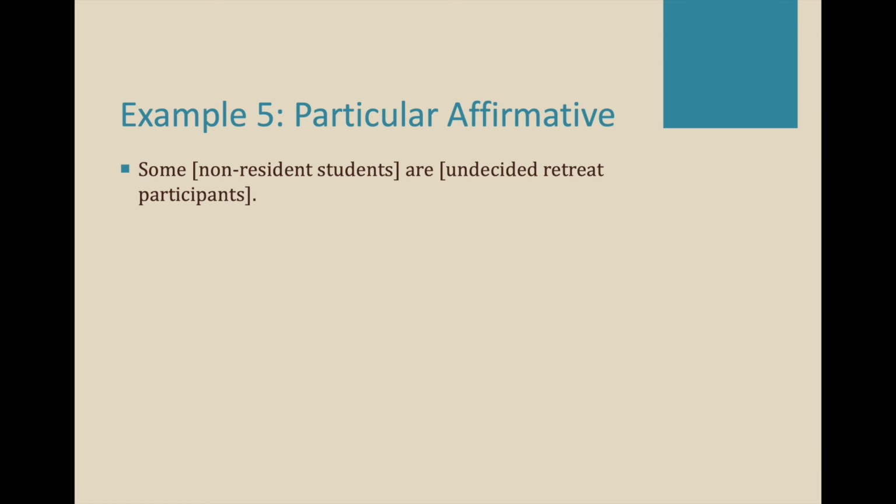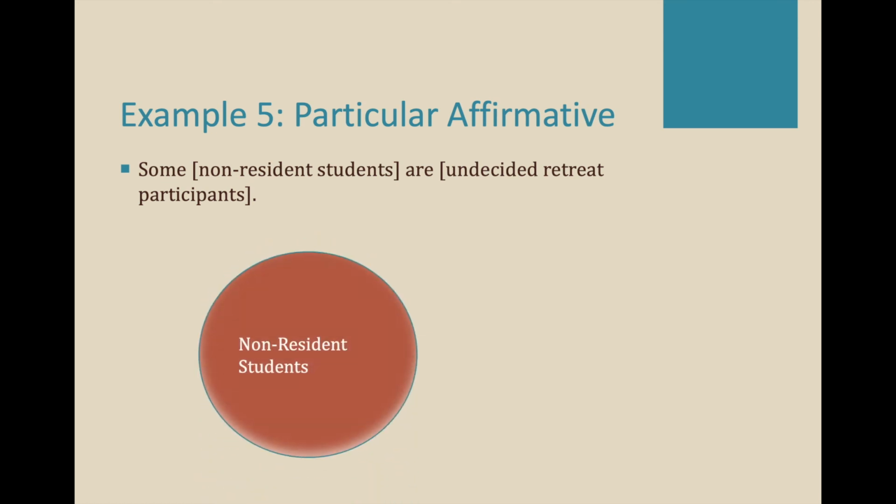We don't have to change the quality of the statement. We just use the subject term and the predicate term as they appear in the natural language statement, and we make sure we pay attention to whether the statement affirms or denies a class inclusion between those terms that are represented in the statement. So non-resident students and undecided retreat participants remain in the statement. Those are the categories we're looking at the relationship between, and in this case, we are affirming a class inclusion of some members of the subject term class.